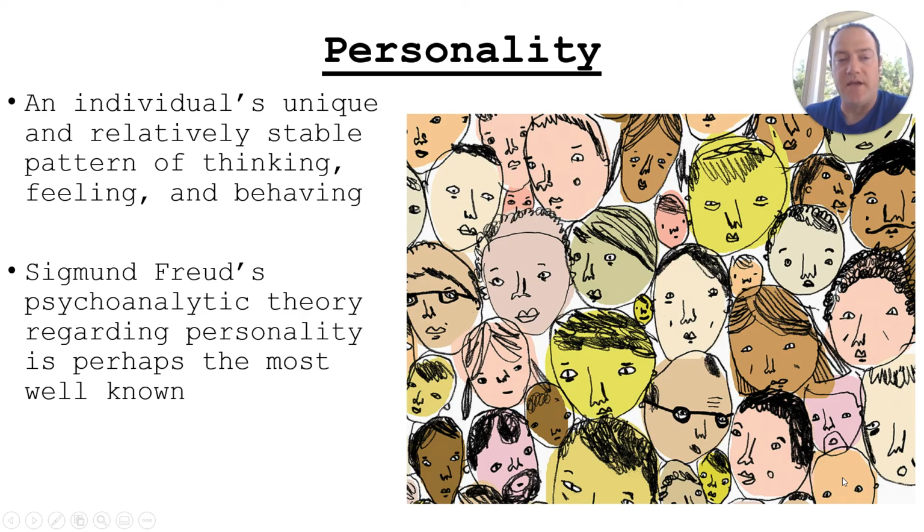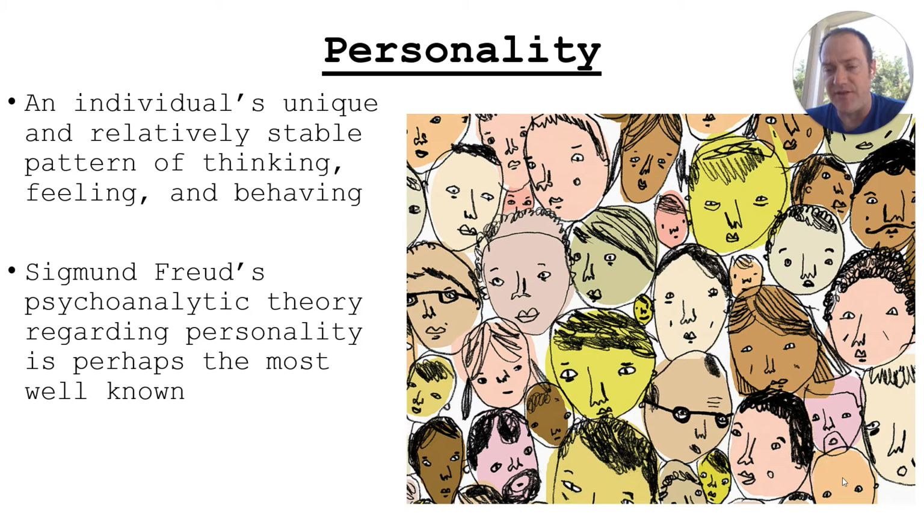So anyway, the definition of personality is the unique and relatively stable pattern of thinking, feeling, and behaving. Again, if you look at just the definition of psychology, it's looking at an individual's thoughts and behaviors. So you can see the stable pattern of those things is what most consider to be our personality. What is stable over time in almost all situations and environments that we find ourselves in.